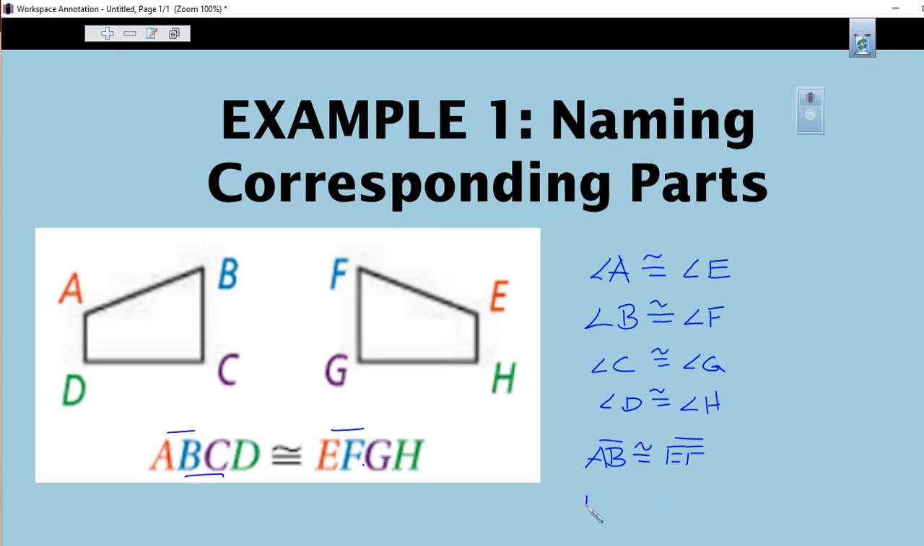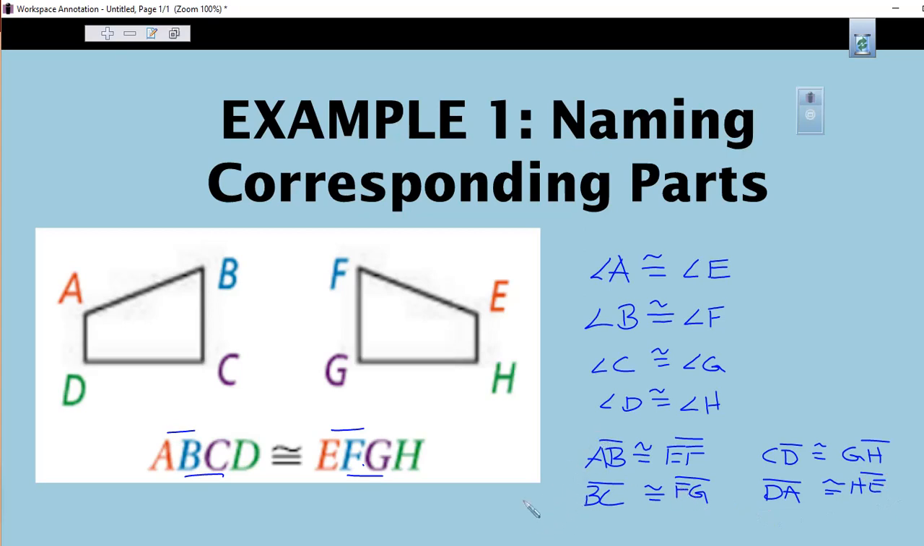Second 2, BC. It's going to correspond with the middle 2 here, which is FG. And then we can go the last 2, CD. It's going to match up with GH. And it doesn't matter the order you take it in. You can go the first and third or the last and the first. So if I went DA, I would have to match it up with HE. So it's important that you do the corresponding order, so you know what part goes with what.